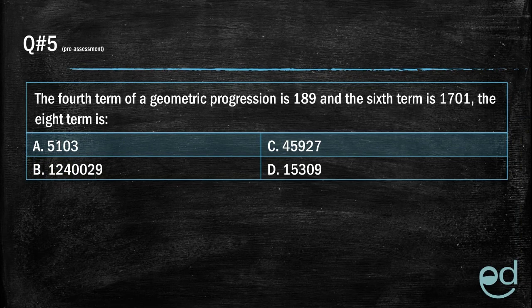Question number 5. The fourth term of a geometric progression is 189, and the sixth term is 1701. The eighth term is A. 5103, B. 1,240,029, C. 45,927, or D. 15,309. Your timer starts now.